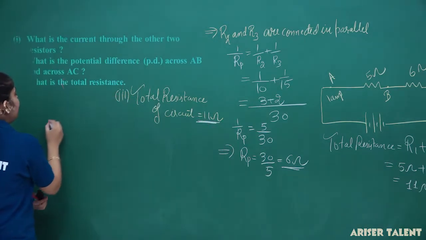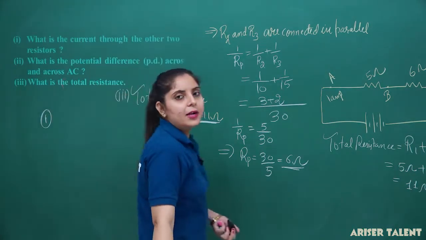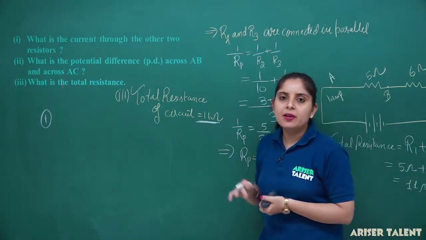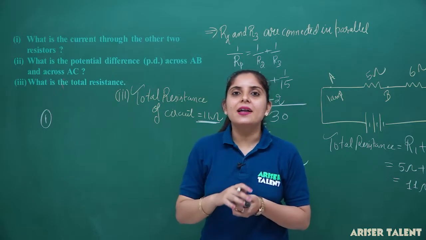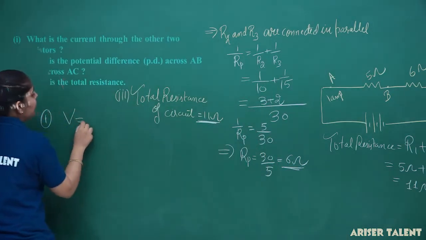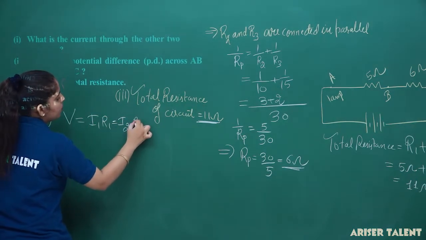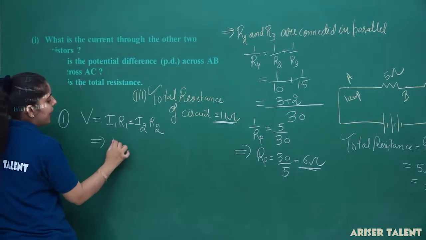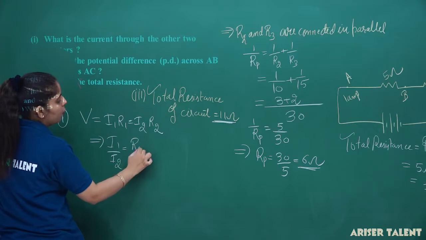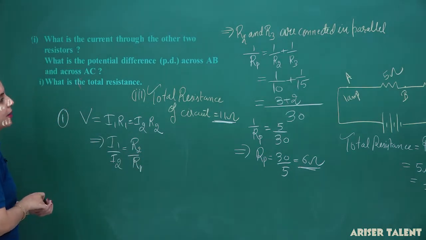Now let us move to the first part of the question. What is the current through the other two resistors? Now you can see that we have series and parallel combinations both. So we can see that voltage will be the same here. So I can write here V will be equal to I1 R1 equal to I2 R2, and we can also write that I1 upon I2 is equal to R2 upon R1. This is the equation we are getting from here.